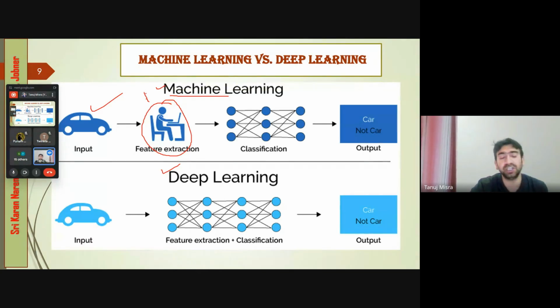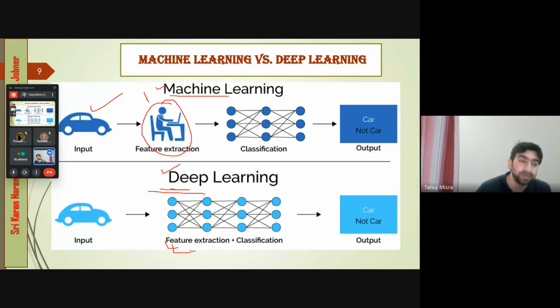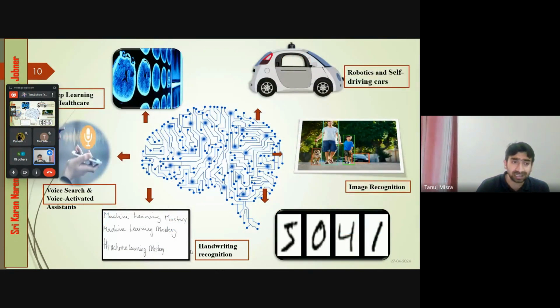But what is the beauty of this deep learning technique? Deep learning technique actually learns itself, learning by doing. It automatically extracts the features, and through features, it can learn that yes, this is the car, this is the object. Okay. So now I'm going to the next slides.